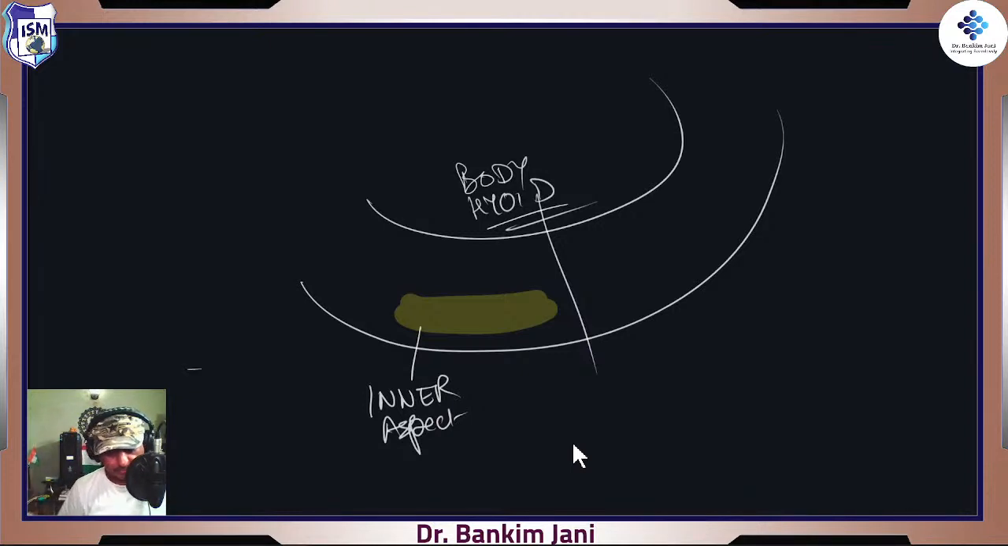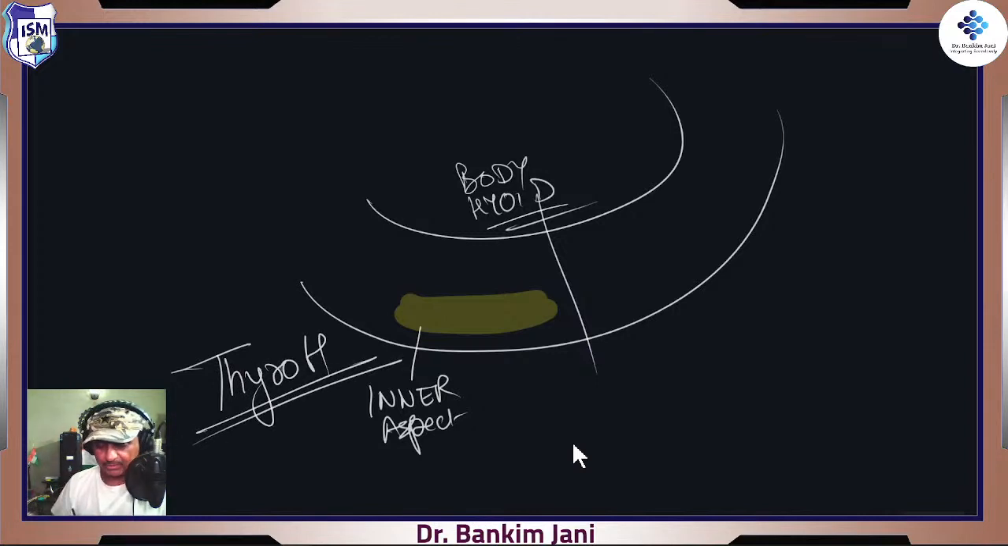This is thyrohyoid. Thyrohyoid is connected on the inner aspect of the body of the hyoid, just lateral to the midline on both sides, right and left. Okay. What about the other two muscles? Below thyrohyoid, we have got sternohyoid and the omohyoid.